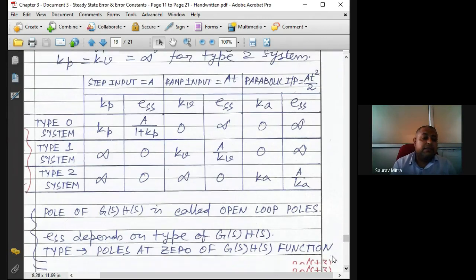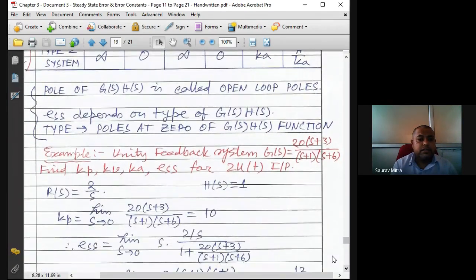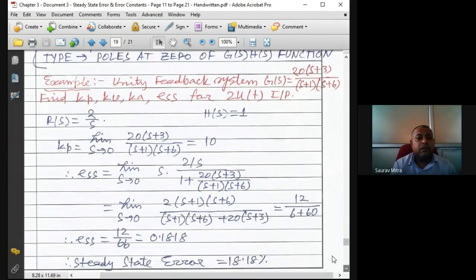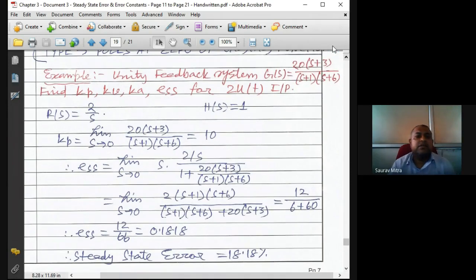So these were the fundamentals which are very important. The poles of GSHS are called open loop poles, that we have seen. Let us see one more numerical and that will be it. So this numerical also you take down, please. Okay, 5 more minutes are there. Please take down this numerical.